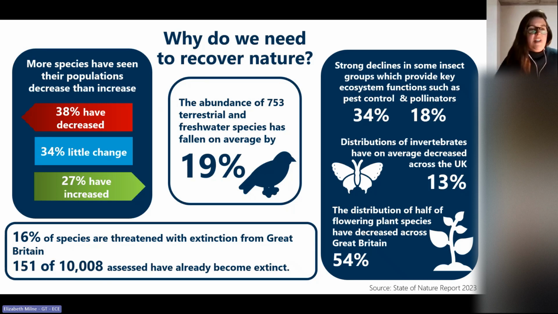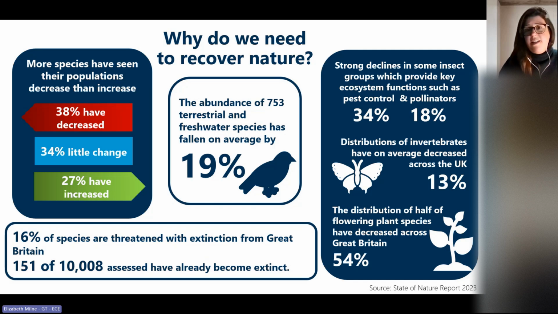So first of all, just a scene setter for the nature recovery strategy and the reason why we need it. I'm sure it's not passed any of you by that in 2023, the State of Nature report showed that UK species abundance has declined on average by 19% since 1970, when the record started to be taken. Alongside this, 1 in 6 species are threatened with extinction, and 151 of the species that have been assessed since 1970 have already been lost, are already extinct.